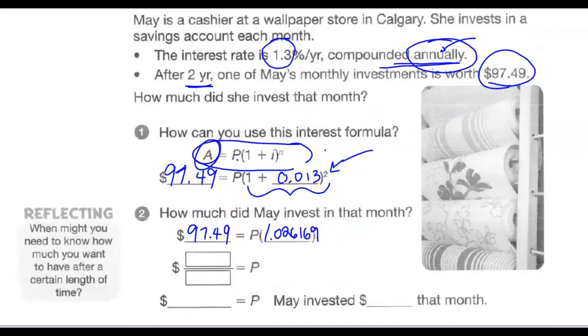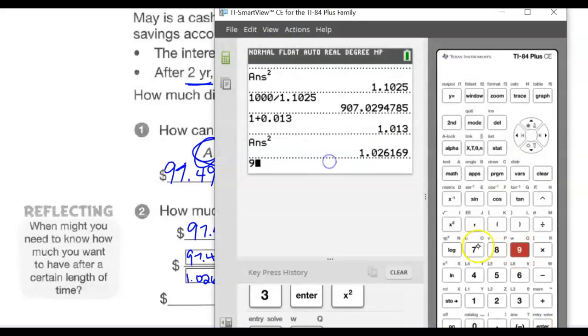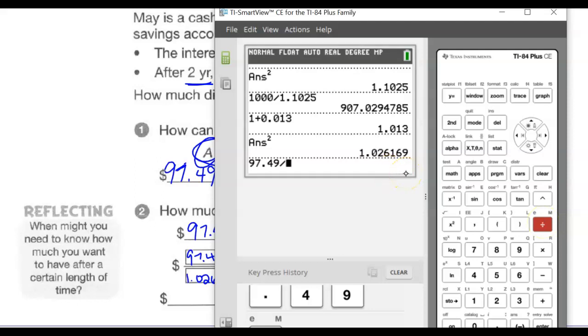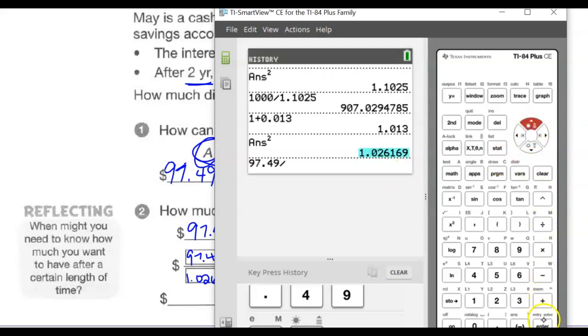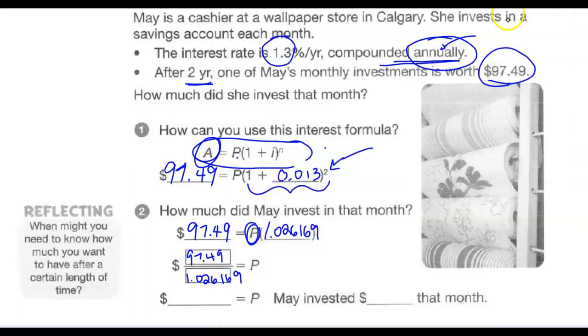1.026169. And so then it's just a solving equations question. You want to solve for P, so you have to divide $97.49 by 1.026169. Now it's already in your calculator. So enter $97.49 and divide by that answer. If you have a graphing calculator, you can cursor up and copy it out. But if you have a scientific, you would just enter it. And it's basically 95.